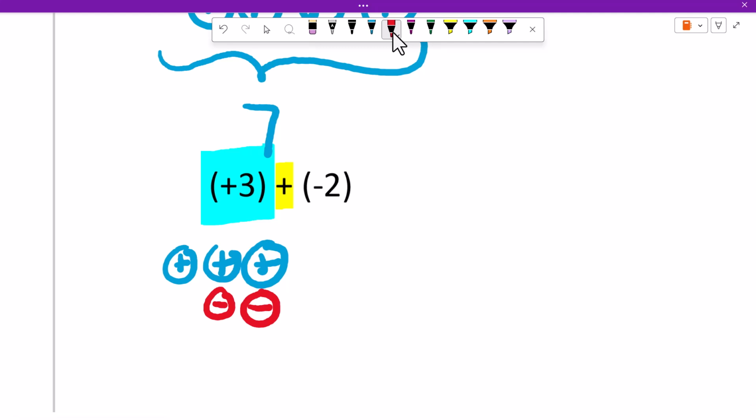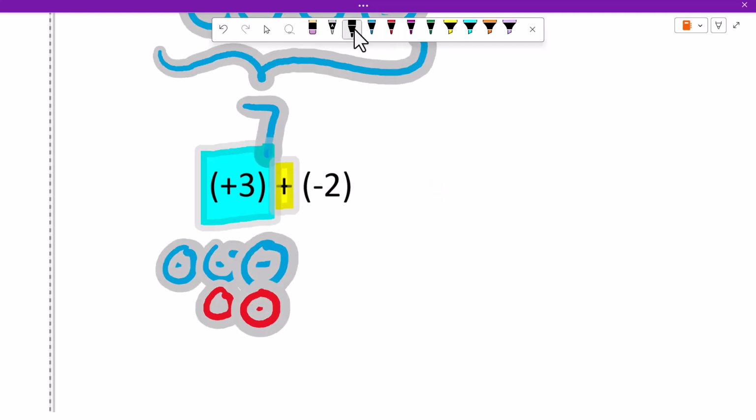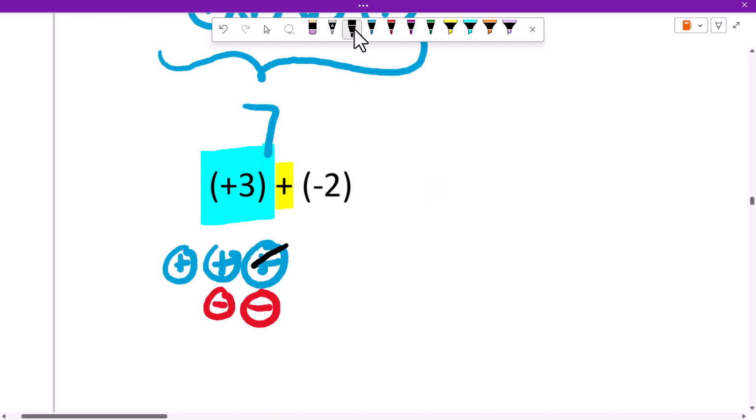So now what we do, before we come up with the answer, is if you have a mix of positive and negative things, they cancel each other out. The positive one and negative one makes a 0. So this and this cancel each other out. We have a positive on the top and a negative on the bottom. They cancel each other out. That makes 0.